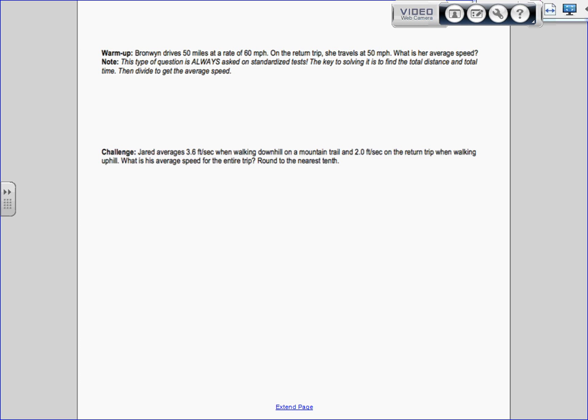The reason is because she spends a little bit longer, like more time, going at a slower speed. She spends more time going at the 50 miles per hour. So it actually adjusts it. It makes it so it's a little bit slower than what you would think. A little bit slower than 55. So it's going to be a little bit less than 55.